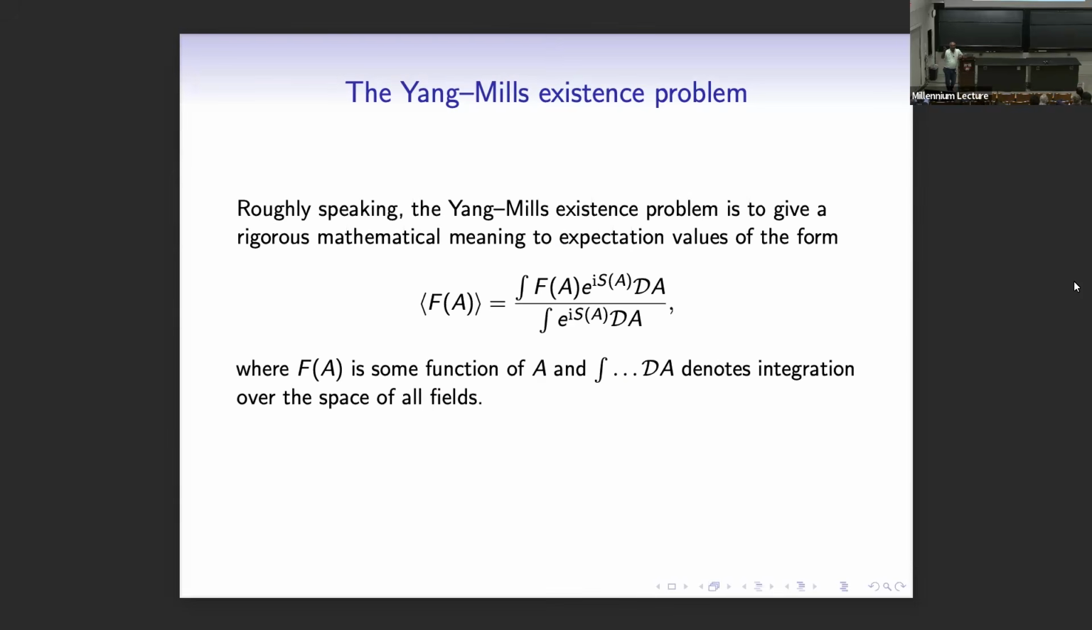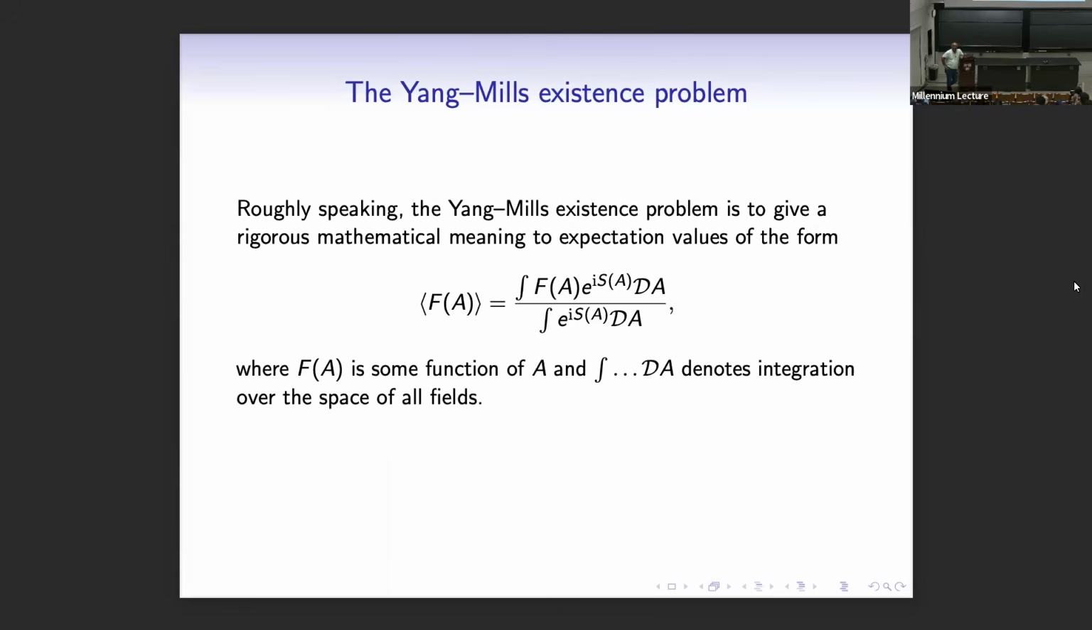So given a Lie algebra, you take all Lie algebra valued one forms on R^4, whatever that means, okay? You're not specifying the smoothness or anything. And then you integrate over the space of Lie algebra valued one forms some function of this one form, whatever function you're interested in, times e to the power i S(A), where S is the Yang-Mills action, and then you also divide by the integral of e to the i S(A) dA, okay? So this is what is called the vacuum expectation value, heuristically.